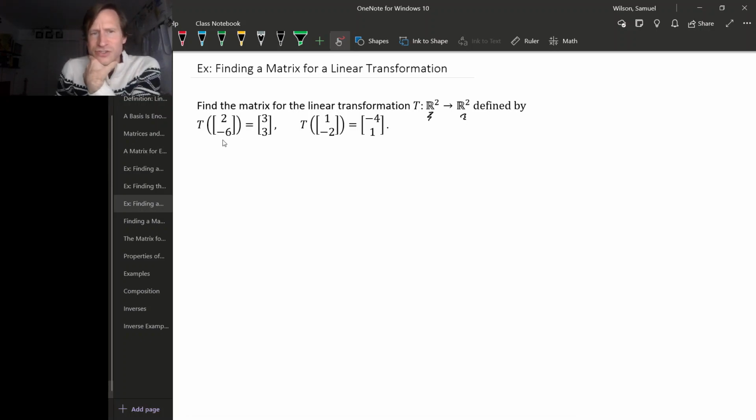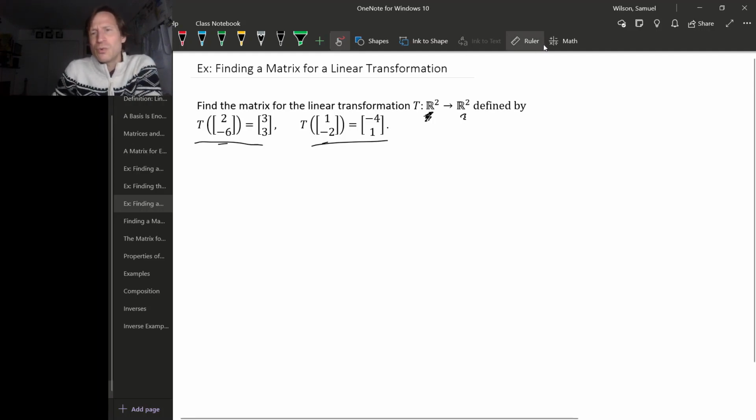And these two vectors, (2, -6) and (1, -2), do happen to be linearly independent, which you can check. And that means that by declaring these two outputs for the linear transformation T, I am determining the linear transformation T on all of R2. So the question is, what is the matrix for this linear transformation? Since every linear transformation does have a matrix, there must be such a matrix.